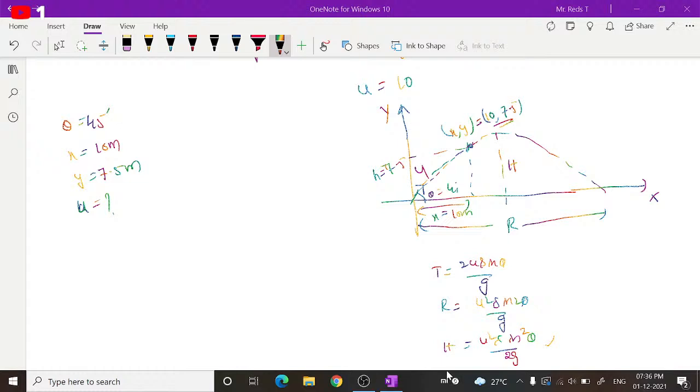But there is no relation which relates x, y, u and theta. X, y, u and theta. So to understand this, let us think about the equation of projectile.